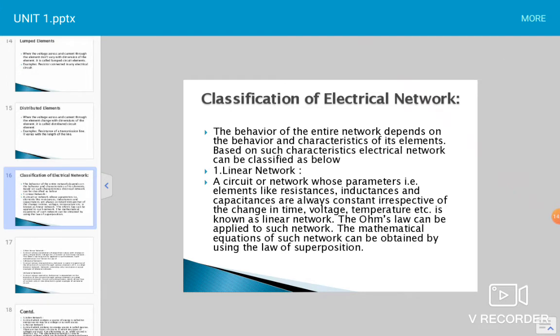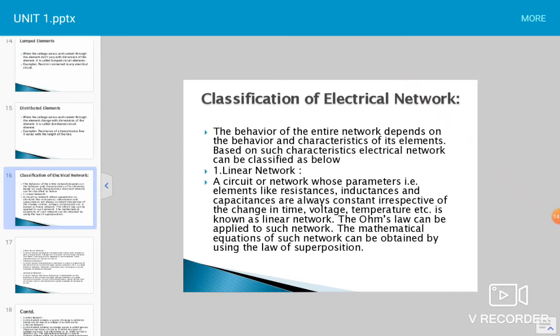This is the classification of the electrical network. The behavior of the entire network depends on the characteristics of its elements. Based on such characteristics, we classify networks as linear network, bilateral network, unilateral network, and lumped network. This means all these components must be involved in the linear network.